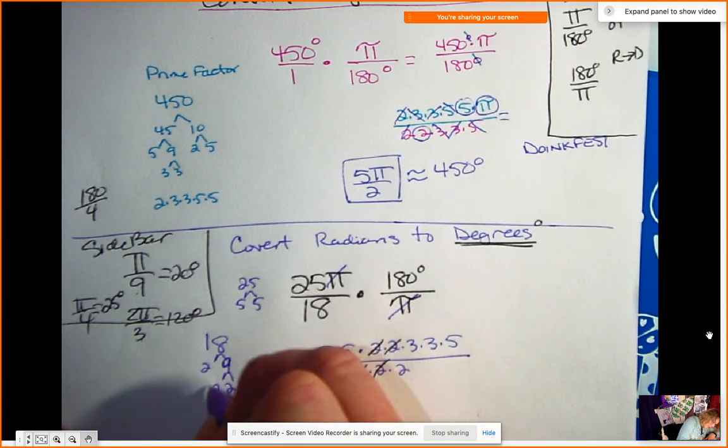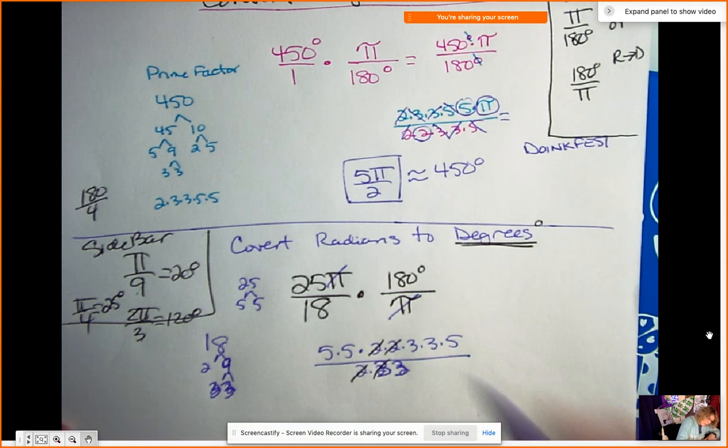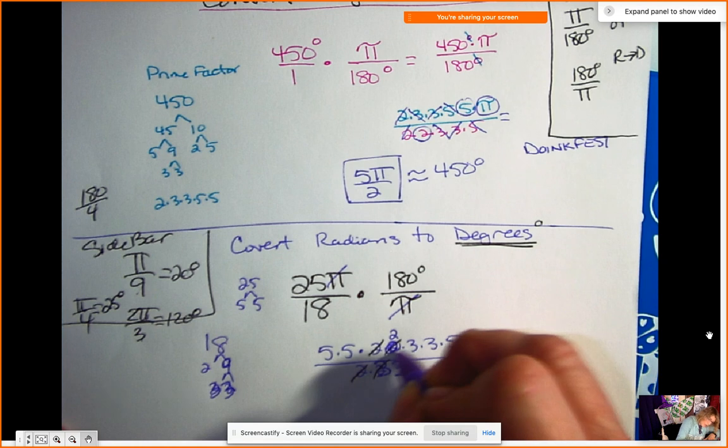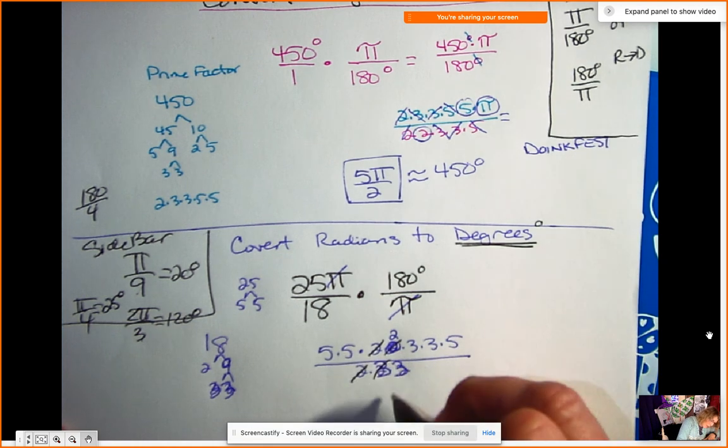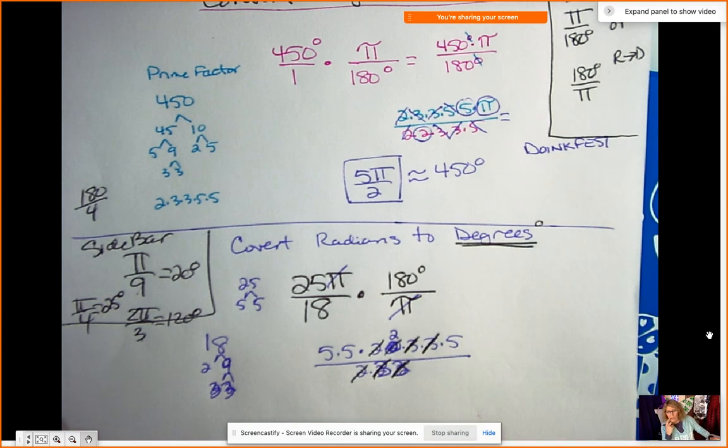18 is 2 times 9, which is 3 times 3. So it's going to change something. This 2 is going to come back. I apologize. I didn't write the problem down right. I was wondering why I still had leftovers on the bottom. Usually when you do this, you won't have leftovers on the bottom.